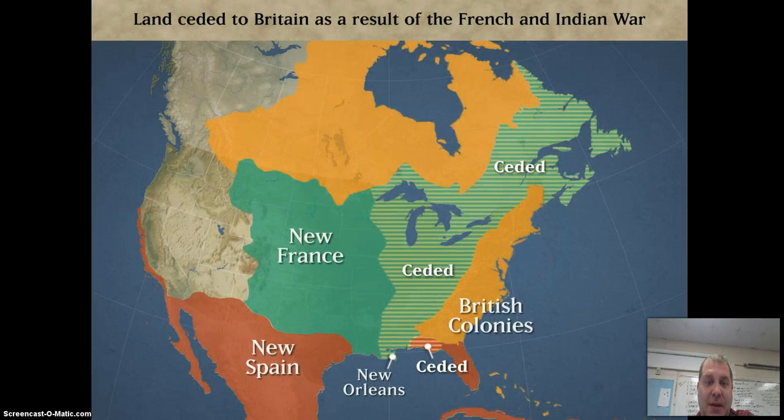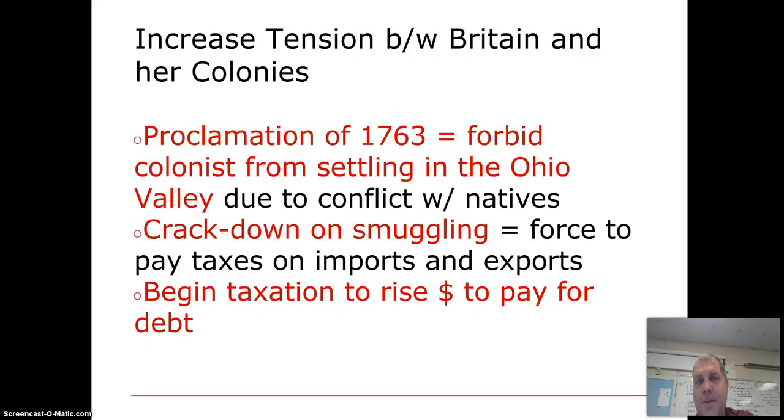Just not fun. So we're going to look right here, and you see all these new lands and what was ceded to the colonies. The colonies' lands actually grew, and they doubled or tripled in land value, which is fantastic. But this increased tension between the British and their colonies. So there was a proclamation in 1763 which forbade colonists from settling in the Ohio Valley due to conflicts with natives. You didn't see this one coming.